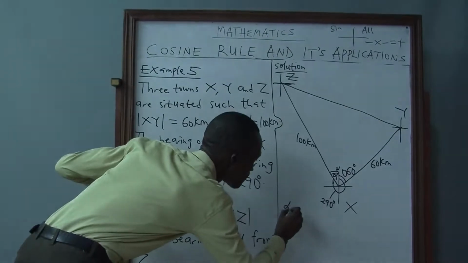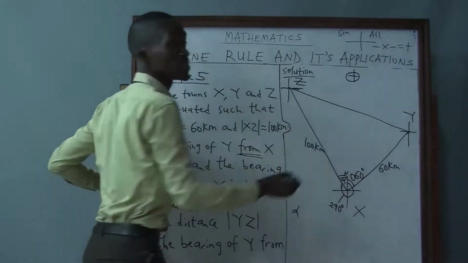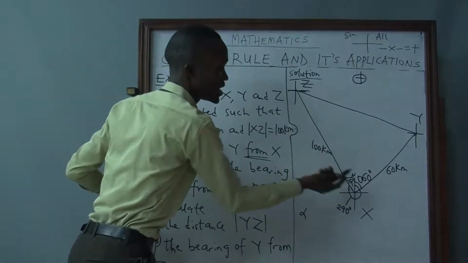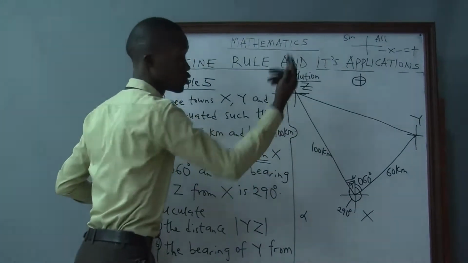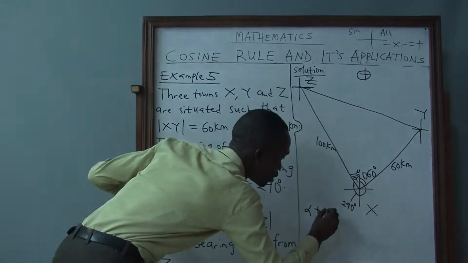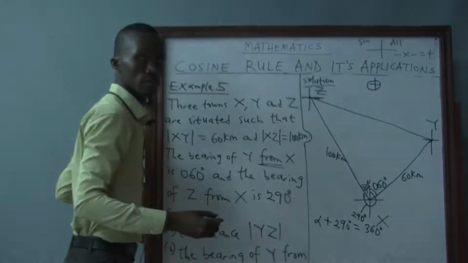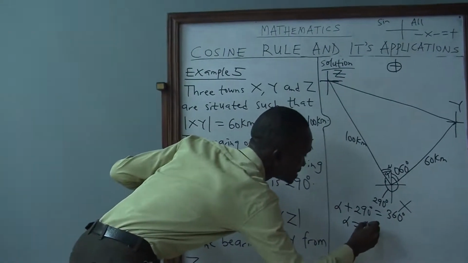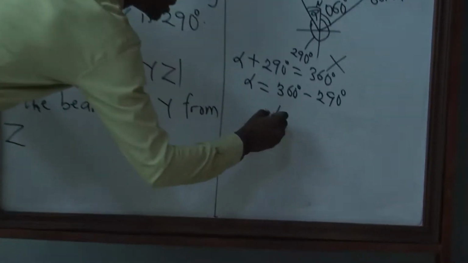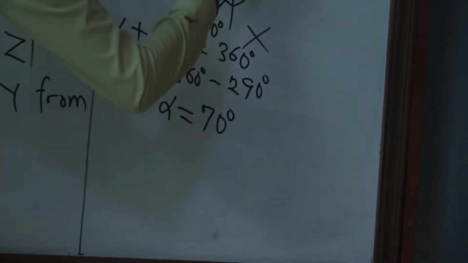From there, alpha, we know that by the time we complete a circle, that means you have completed 360. But here we've not completed that circle, we still have a particular angle to complete that cycle. So we have alpha plus this one, 290 degrees, is equal to 360 degrees. Then alpha is 360 degrees minus 290 degrees. By subtracting that, alpha is 70 degrees. So this angle is 70 degrees.